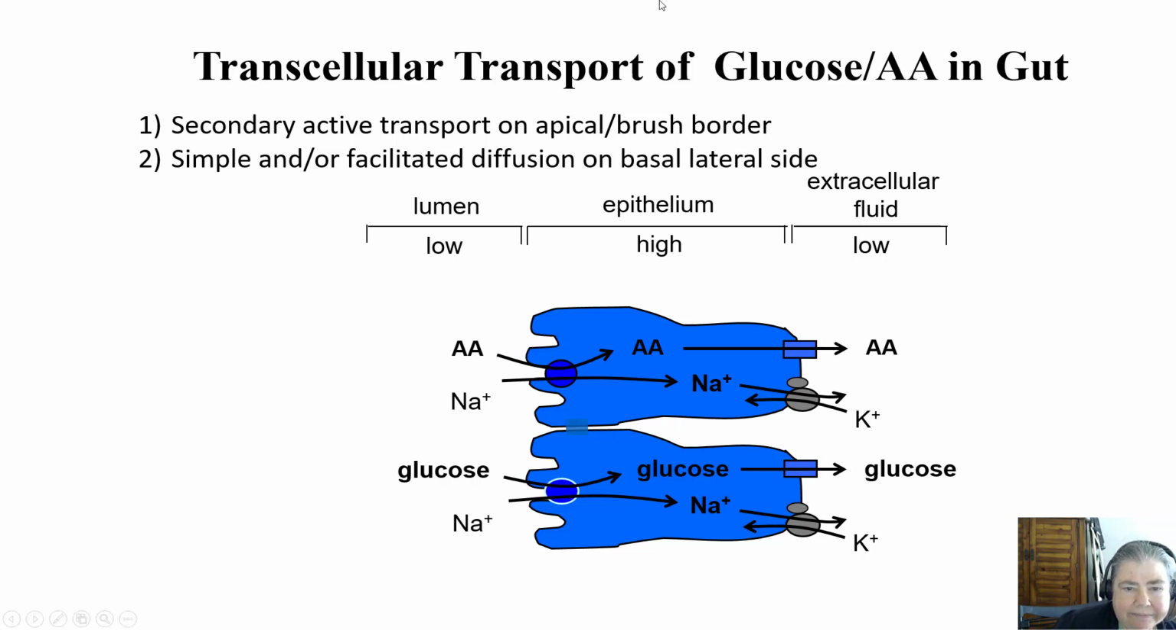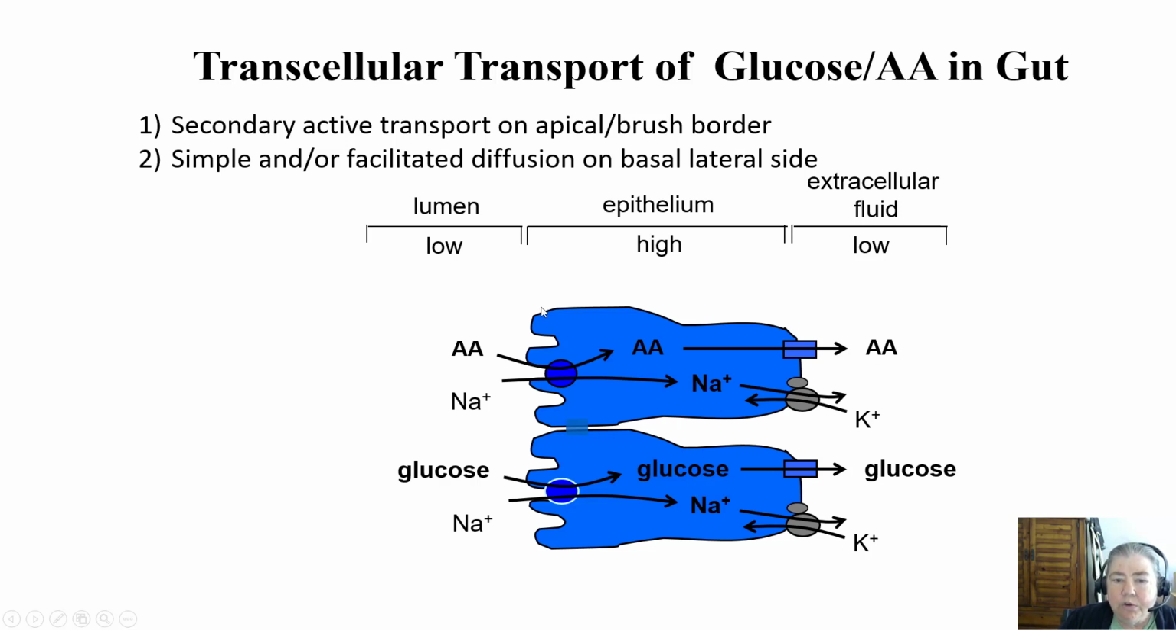So in the intestine, there is an epithelium. So these are cells that are lining the intestine. And on the lumen side of the intestine, there's something we call the brush border that greatly increases the surface area. And there are substances that are being moved from the lumen of the intestine through the cells of the epithelium and into the intracellular fluid.